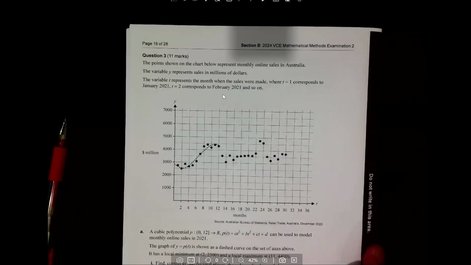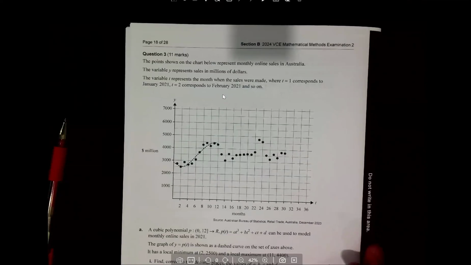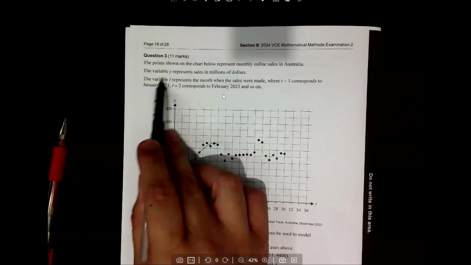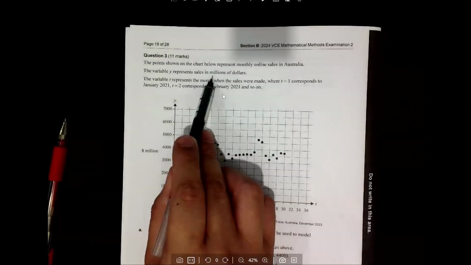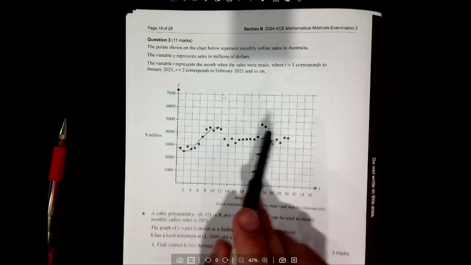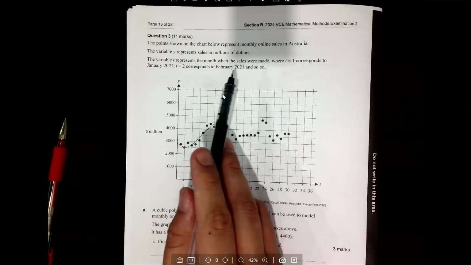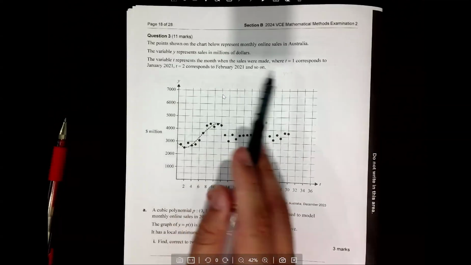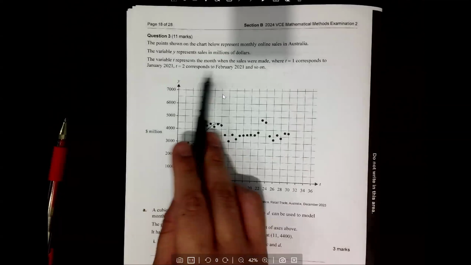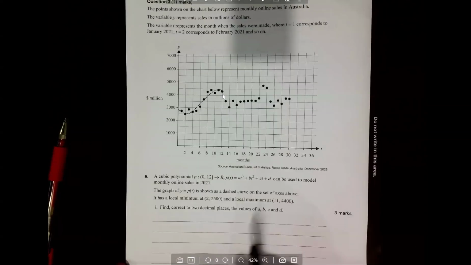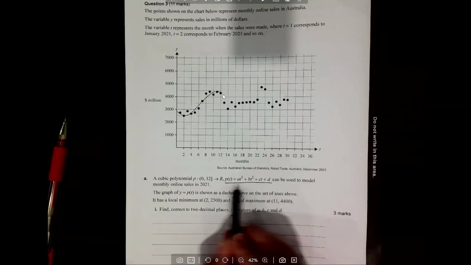Question 3. The points shown on the chart below represent monthly online sales in Australia. The variable Y represents sales in millions of dollars. The variable T represents the month when the sales were made, where T equals 1 corresponds to January 2021, T equals 2 corresponds to February 2021, and so on. So now I've got a function like this. It's a cubic graph in terms of T.